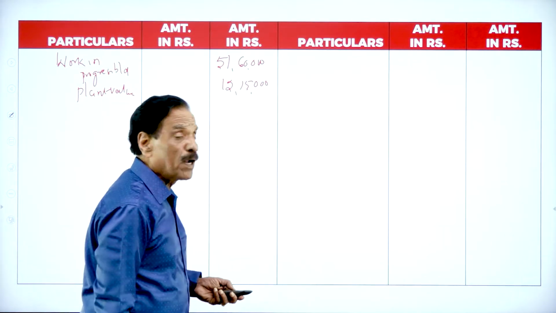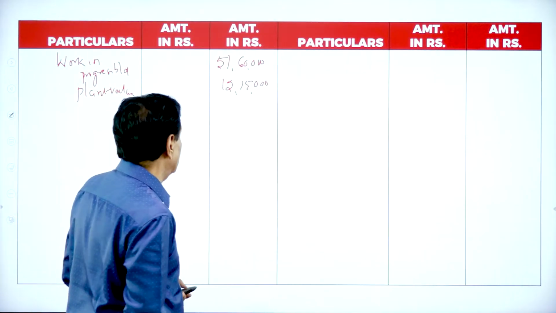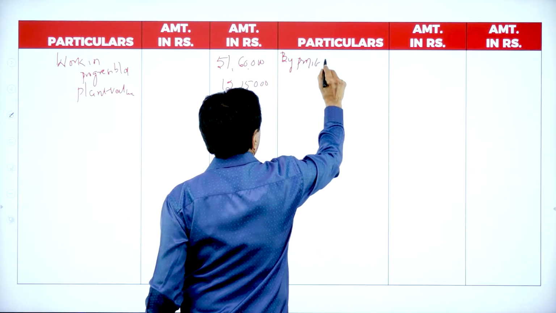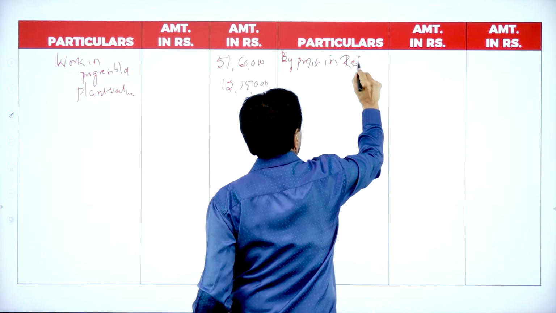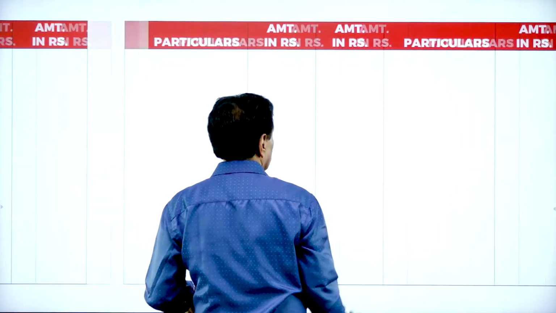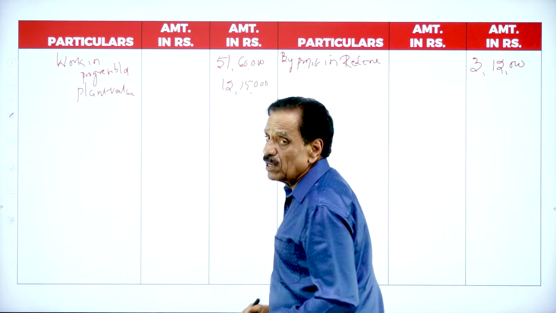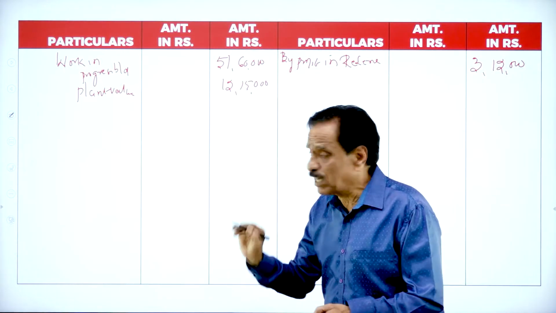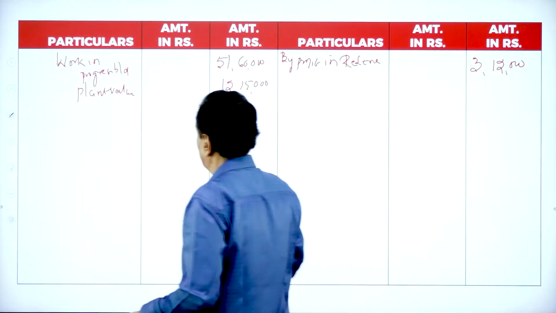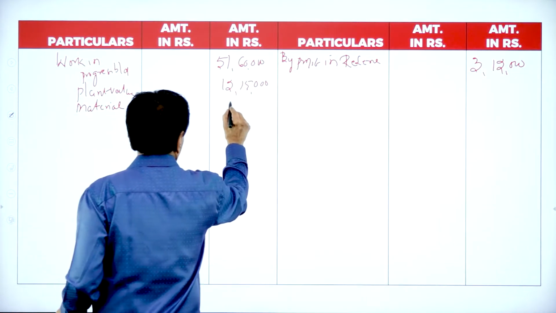How much profit in reserve? See that? How much profit in reserve? 3 lakh 12,000 by profit in reserve. That is 3 lakh 12,000. This goes to last year. Now, you have to put the expenditure of the current year. What's the material cost? 8 lakh to material. 8 lakh.